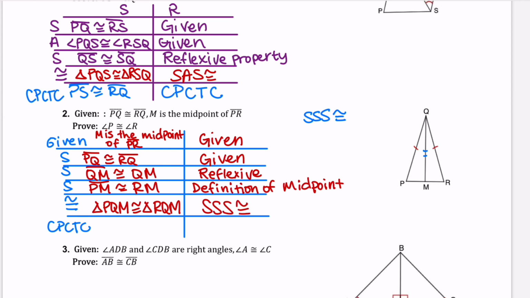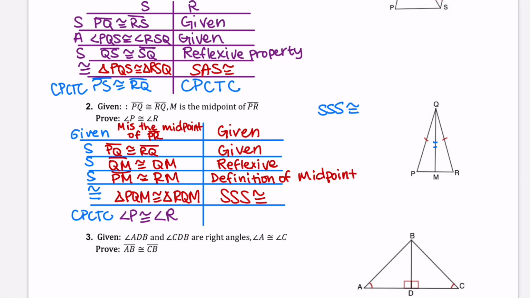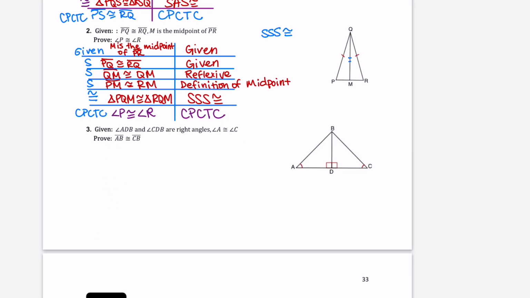Now, we have shown that the triangles are the same, but it's not asking us to show that the triangles are the same. We're wanting to show angle P is congruent to angle R. And that would be because since the triangles are the same, the corresponding parts of the congruent triangles have to be congruent.